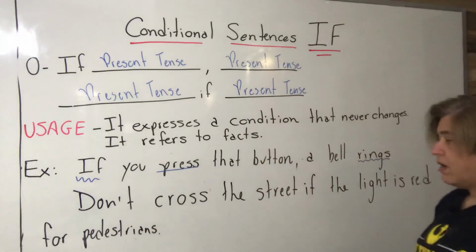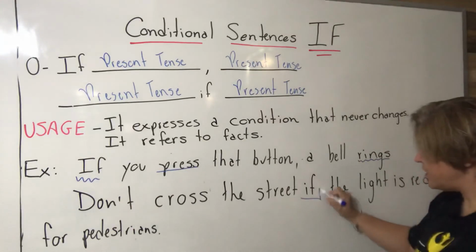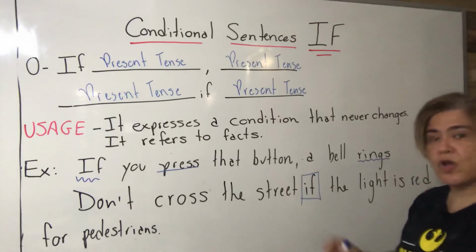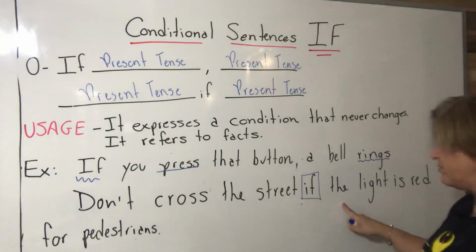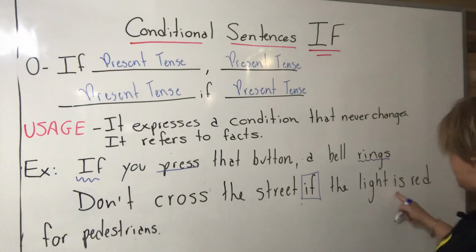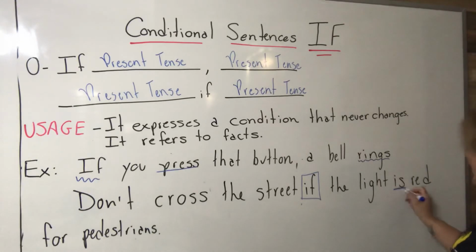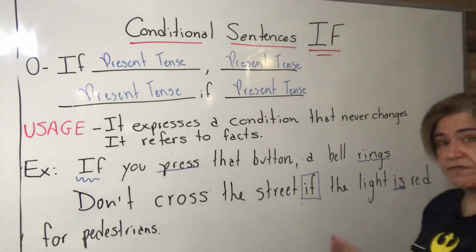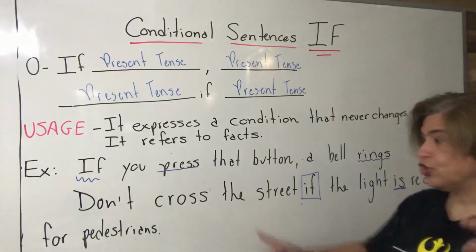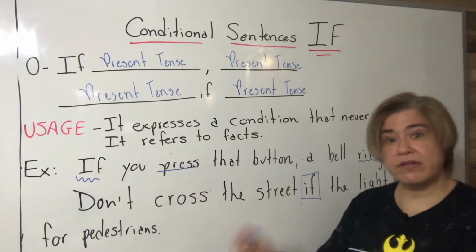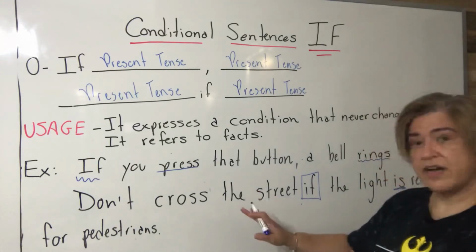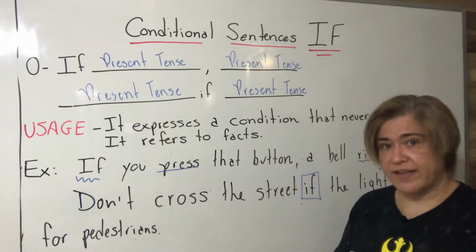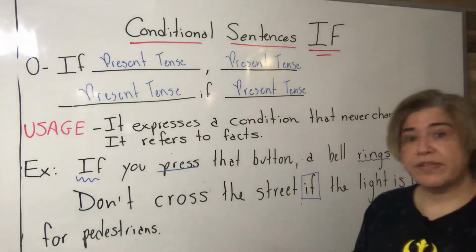Okay? All right. So here is if connecting the two sentences. So if expresses the condition. If the light is red for pedestrians, don't cross the street. It's a regulation. It's a fact. Okay? There it is. So I hope you understand.